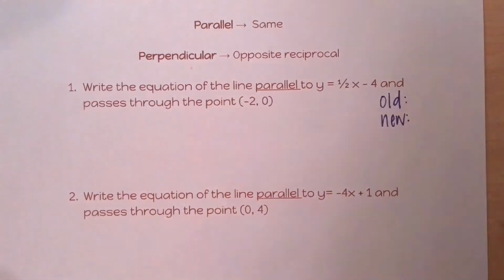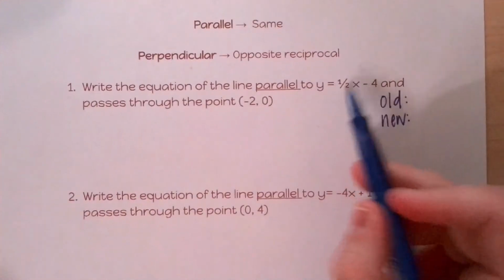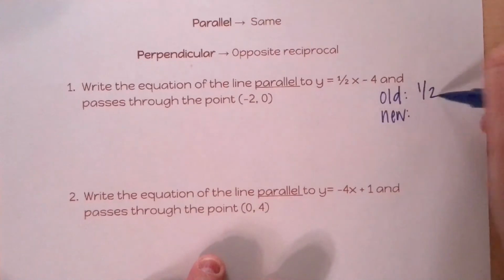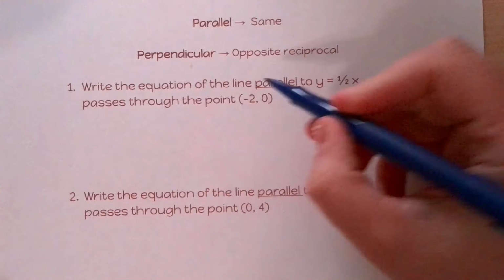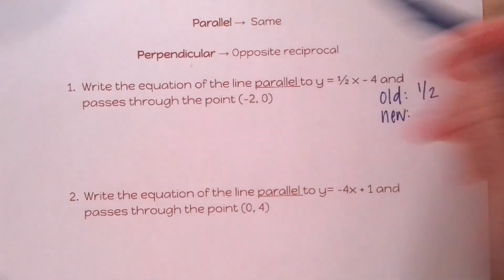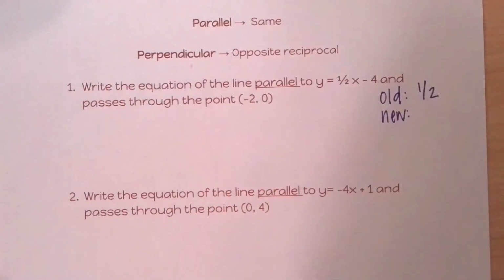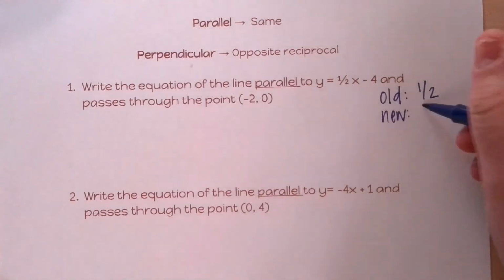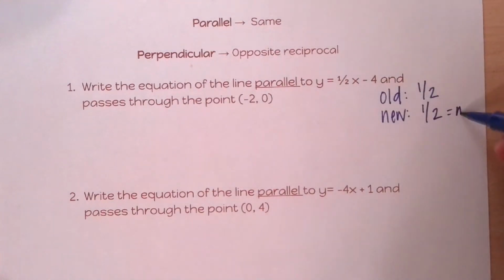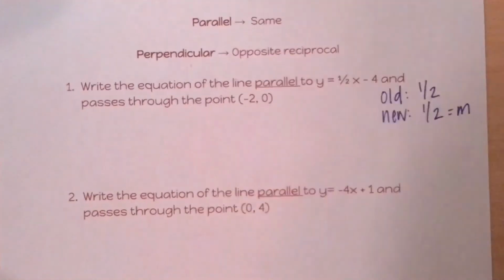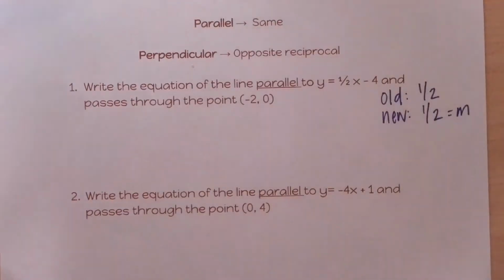So off to the side, our old slope, or our original slope, is 1/2. Right? And since we want the line parallel, again, this is the exact same slope. So our new slope has to match that exactly. Remember, we always use m to represent our slope. Alright? So your first step is finding your slopes.